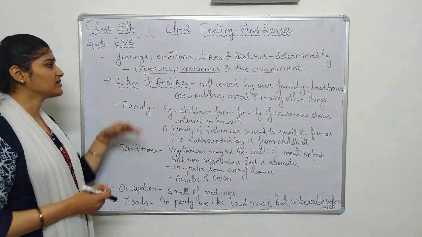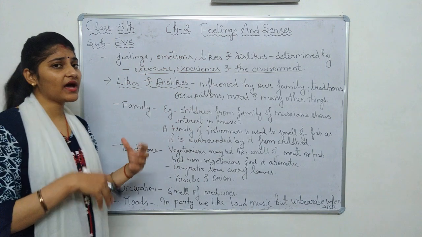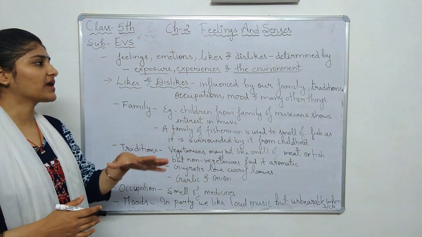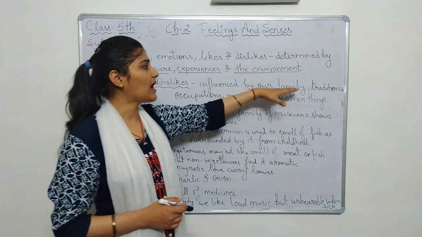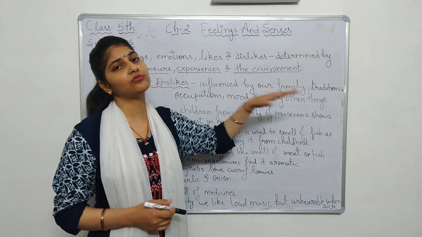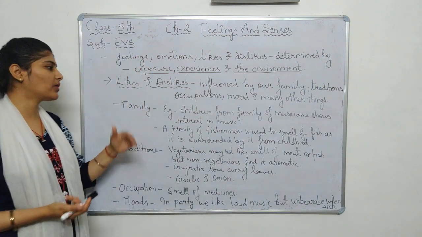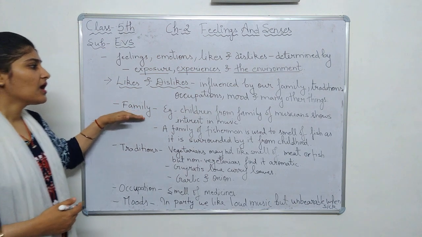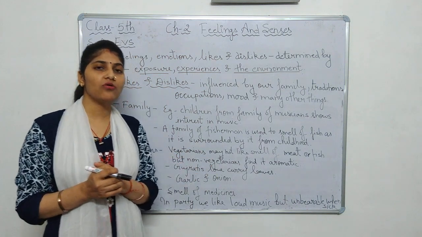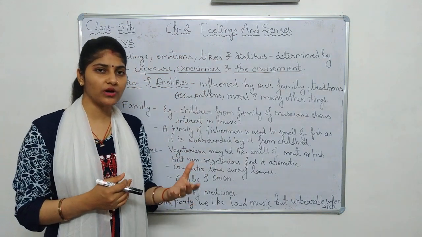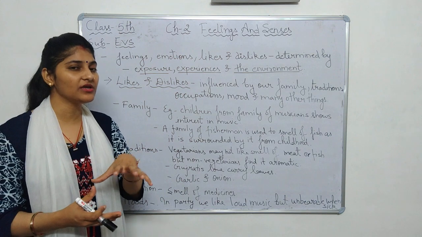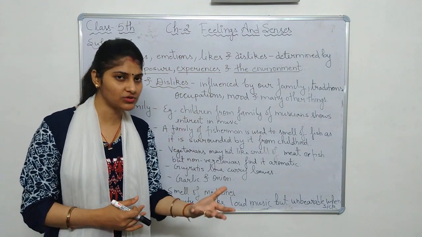Now let us understand likes and dislikes. Whatever we like and whatever we dislike depends on various factors like our family, our traditions, occupations, our mood and many more things. So let us understand this one by one. First is family. For example, a child belongs to a family of musicians. So he must be much interested in music. That means he has the influence of the family, due to which he is interested in music.